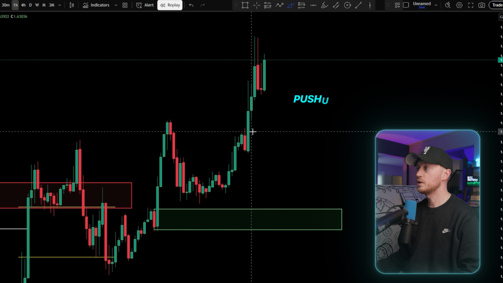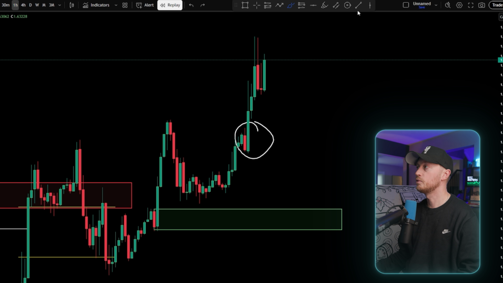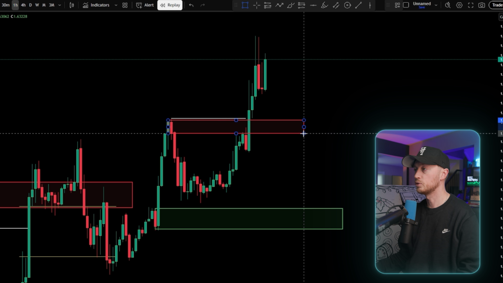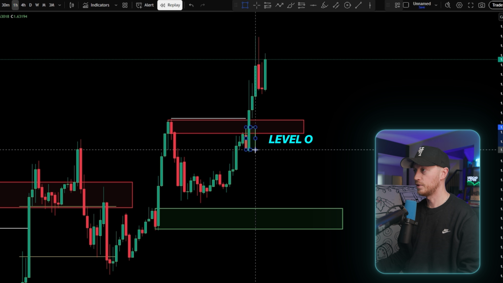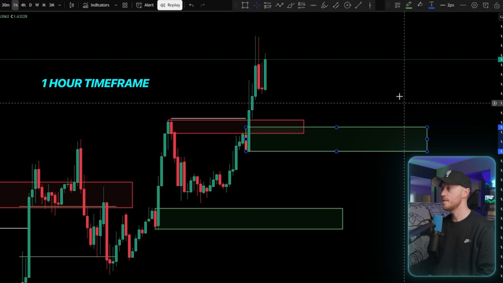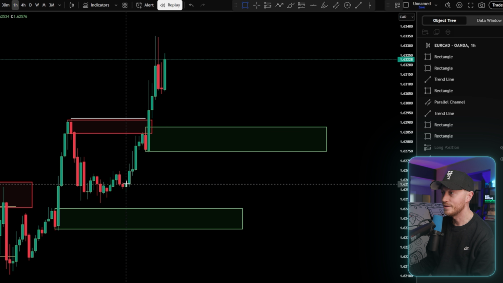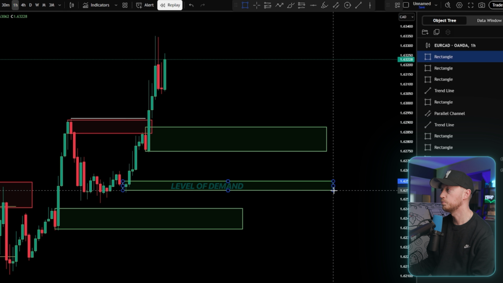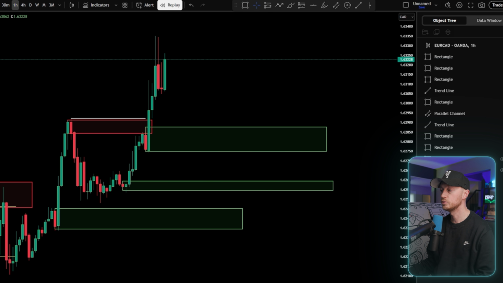That's fine. There's another aggressive push up out of this level right here. I got a break of structure right here. I took out this level of supply. So I've got a nice level of demand here on the 1 hour time frame. But let's not forget, I have another level of demand right here. So there's multiple levels of demand for me to take a look at.